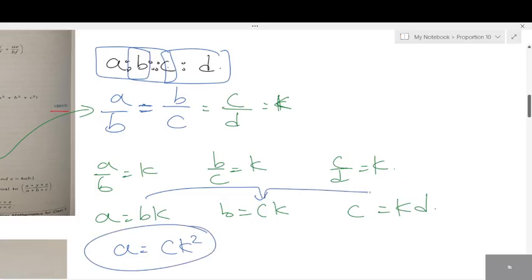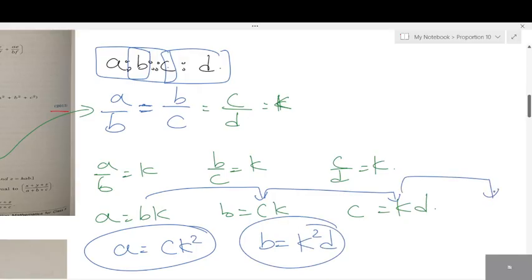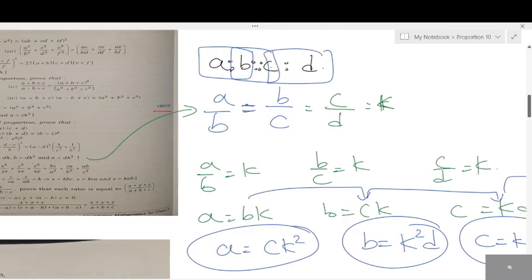Now, B. Look at B. B should be replaced. C should be replaced by what? So what do you get? K square. C doesn't have any value, so C will remain as it is. K into D. Is this clear?